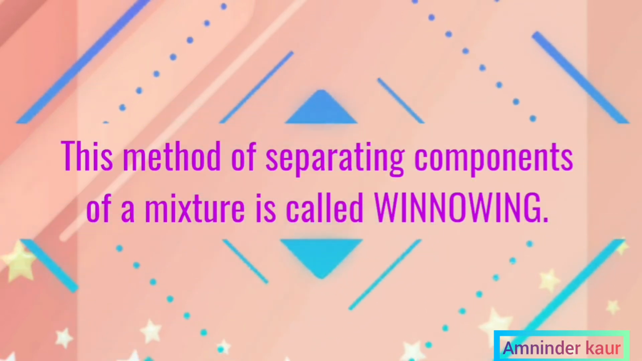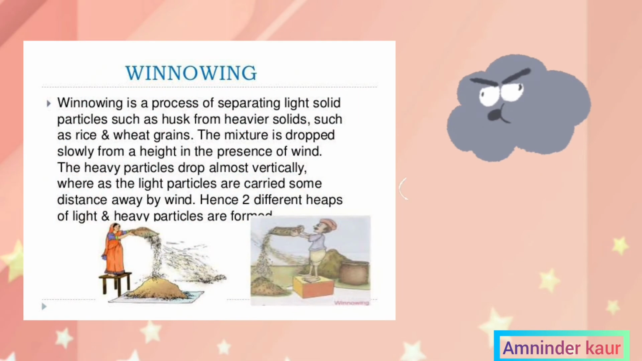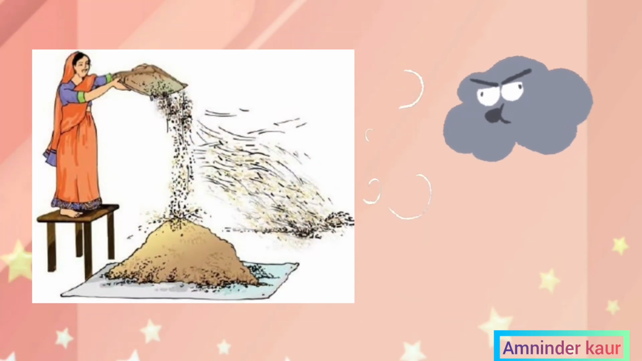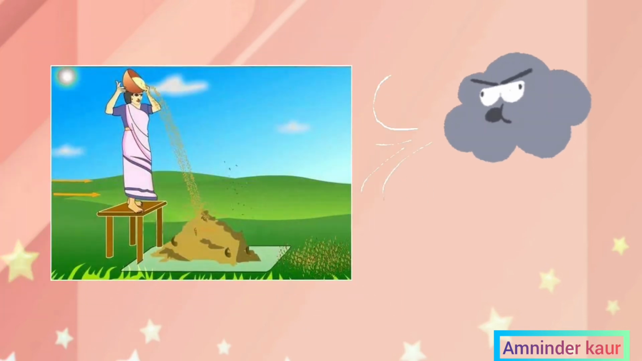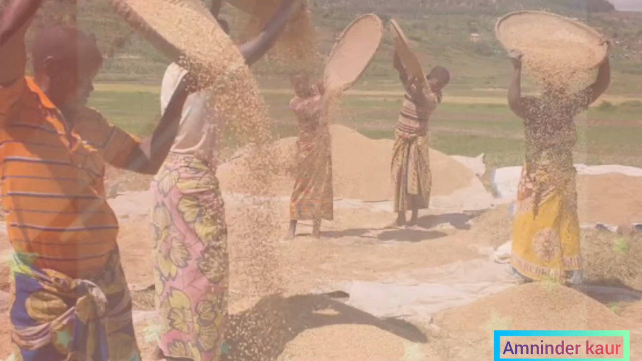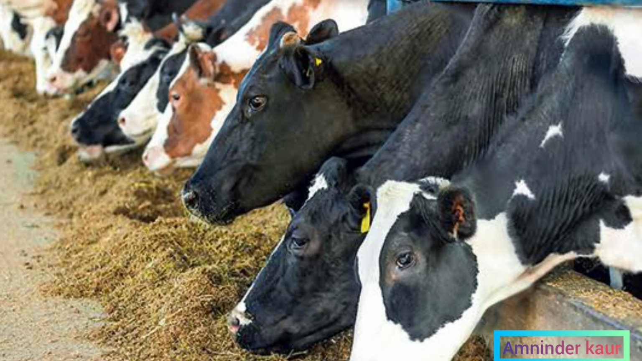This method of separating components of a mixture is called winnowing. Winnowing is used to separate heavier and lighter components of a mixture by wind or by blowing air. This method is commonly used by farmers to separate lighter husk particles from heavier seeds of grain. The husk particles are carried away by the wind. The seeds of grain get separated and form a heap near the platform for winnowing. The separated husk is used for many purposes, such as fodder for cattle.